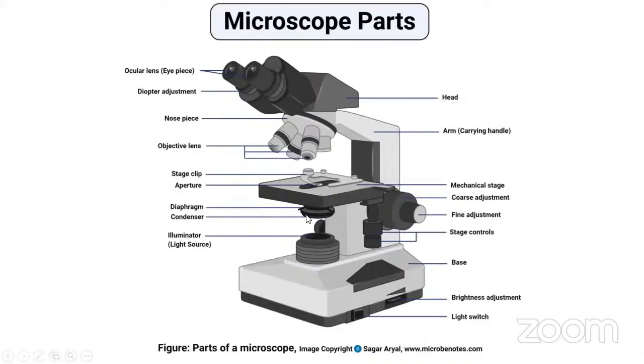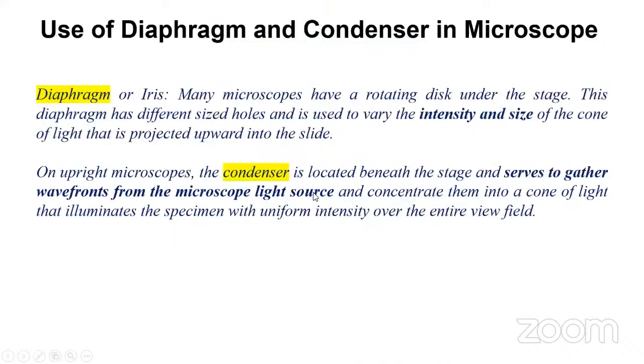So the light source is coming out of the illuminator. The condenser will condense the light into a single stream, a single beam of light which can fall on the object, and it will help in the better visualization of the object under the microscope.